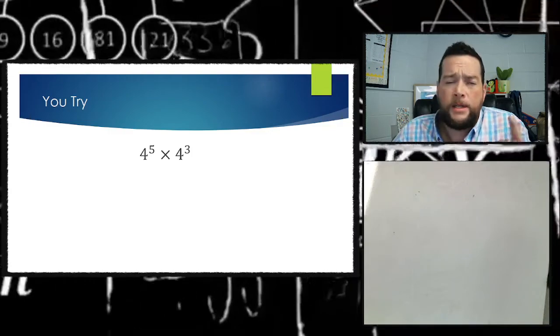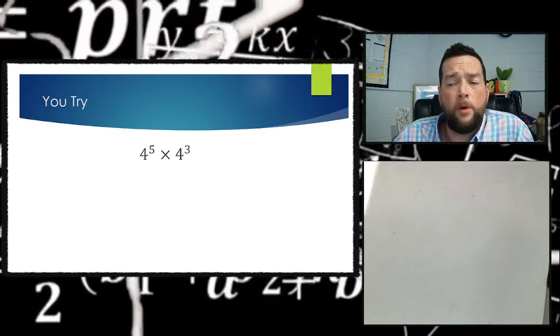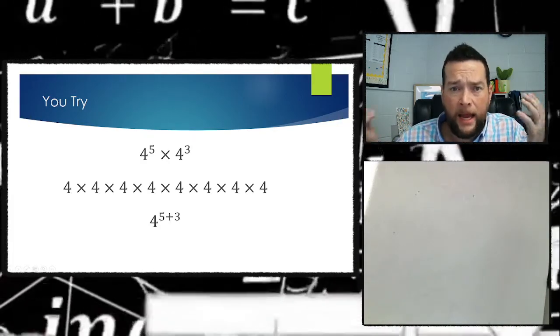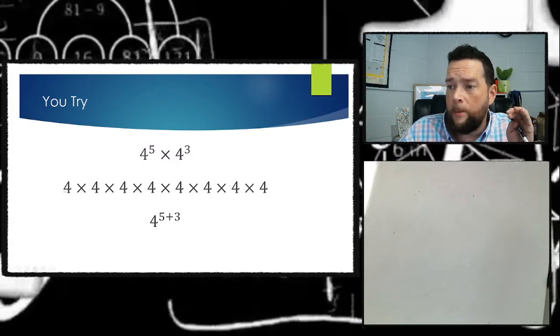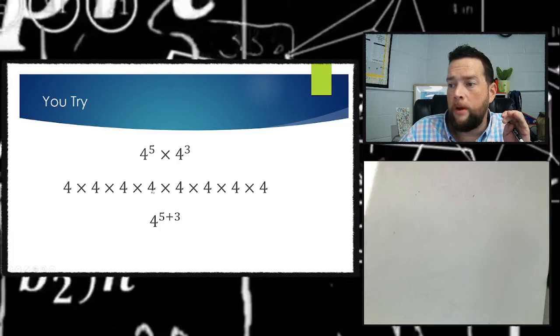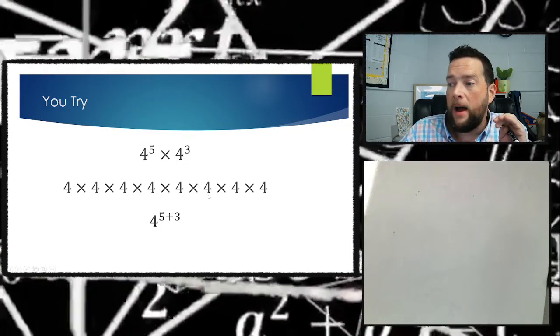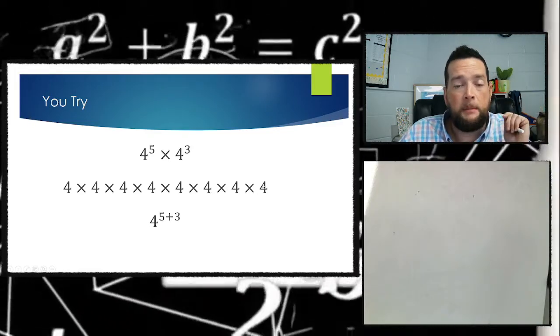All right, so I'm assuming you've done this already. We've got 4 to the power of 5 times 4 to the power of 3. I can represent that two different ways. Either I can write it in an expanded form, which this 4 to the power of 5 is 1, 2, 3, 4, 5 4's, times 4 to the power of 3, which is 3 4's, and I can do it that way. And then just count up how many 4's I have.